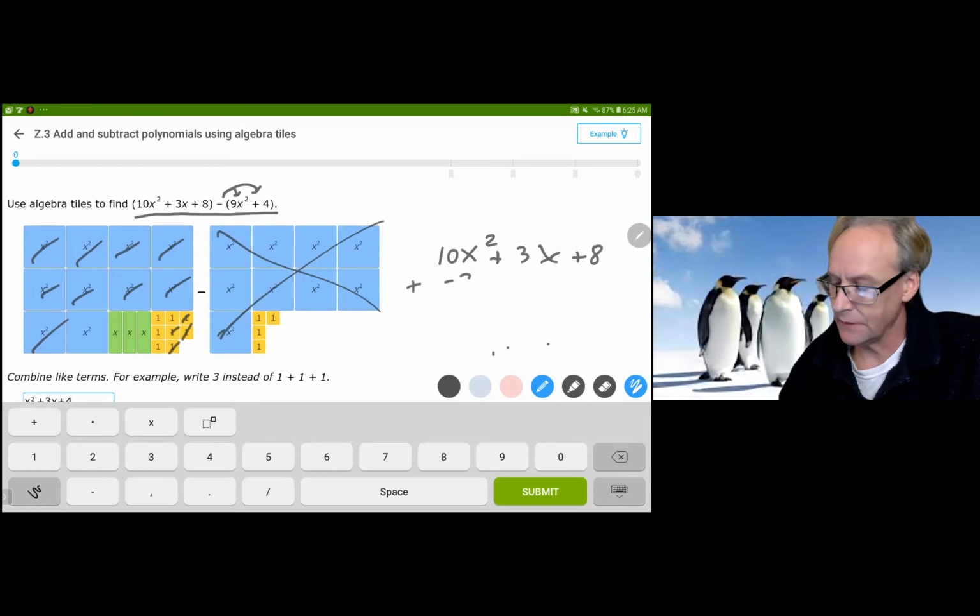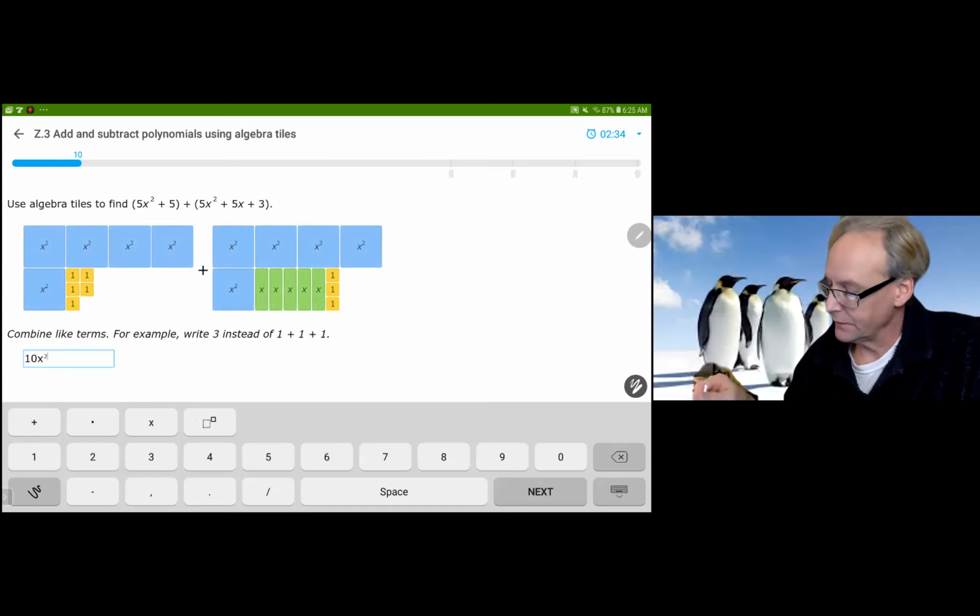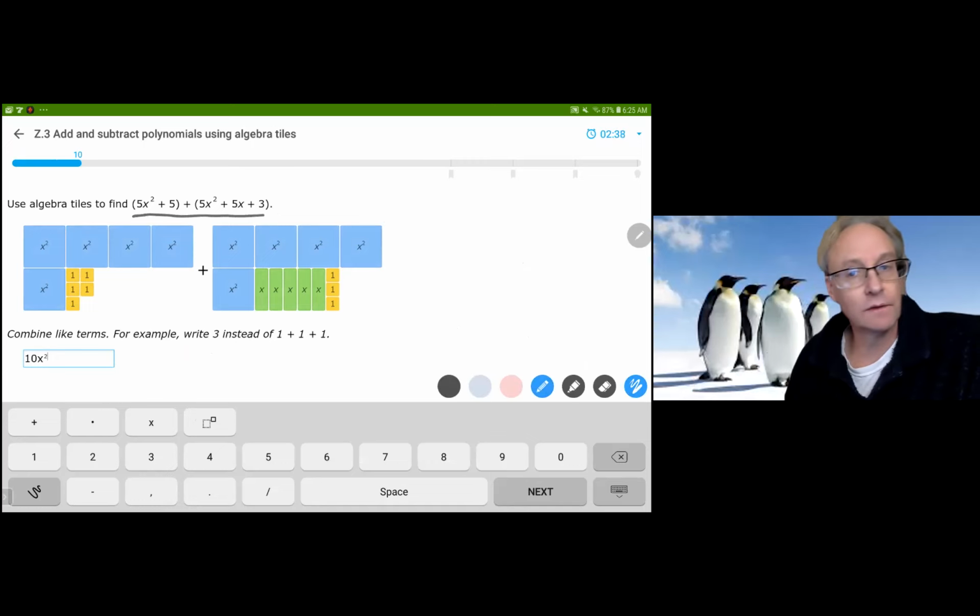I'll use the algebra tiles, though. So in this one, we're just going to collect like terms. So we're supposed to just write how many we get. I'm just going to go ahead and take a look. I've got 5 x squareds and 5 x squareds, which makes 10 x squareds. In a lot of ways, it's easier to look up here than it is to look at the tiles themselves. But there you have it. We're supposed to do it that way.